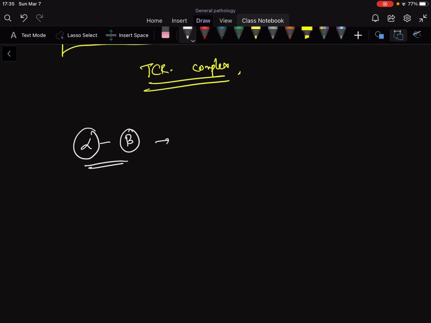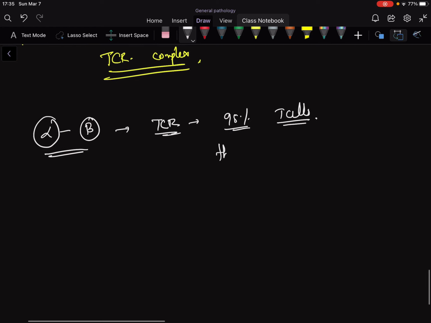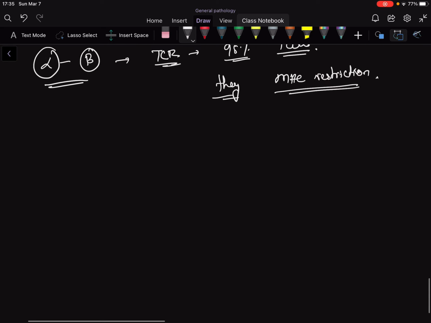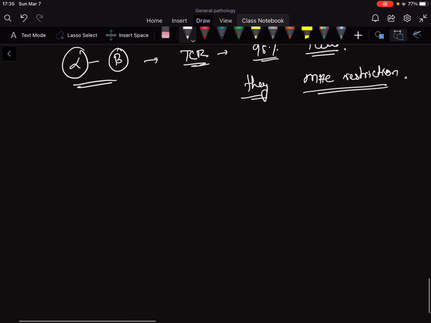This type of T cell receptor is present in 95% of the T cells, and they follow MHC restriction. Whereas there are some types of receptors which are not alpha and beta. They are called gamma and delta, gamma and delta type of T cell receptors.